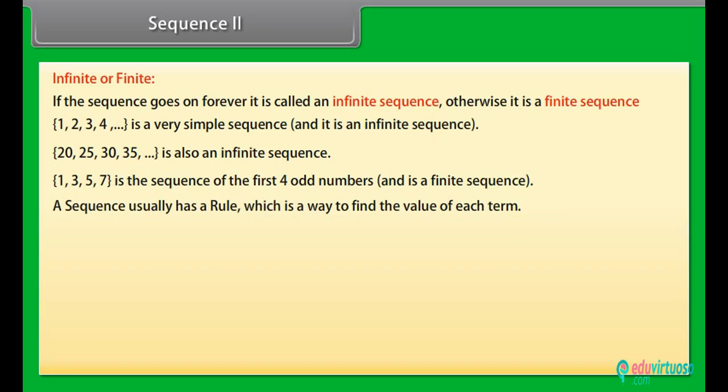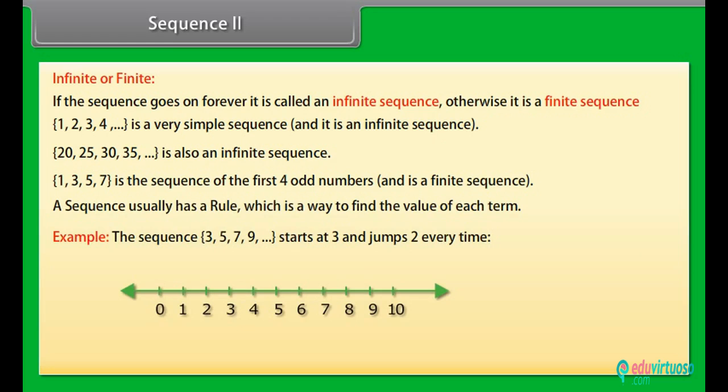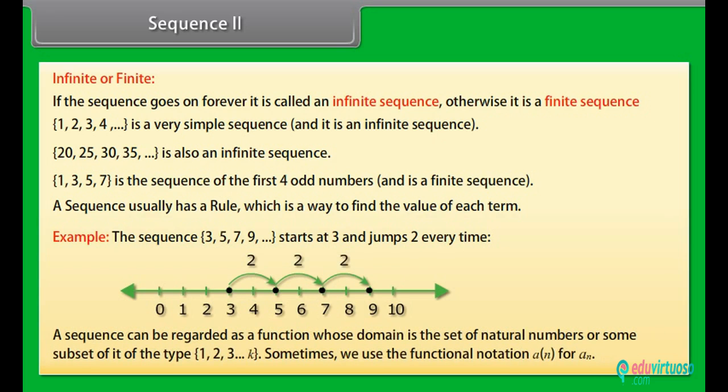A sequence usually has a rule which is a way to find the value of each term. Example, the sequence 3, 5, 7, 9 and so on starts at 3 and jumps 2 every time. A sequence can be regarded as a function whose domain is the set of natural numbers or some subset of it of the type 1, 2, 3 up to k. Sometimes we use the functional notation a(n) for an.